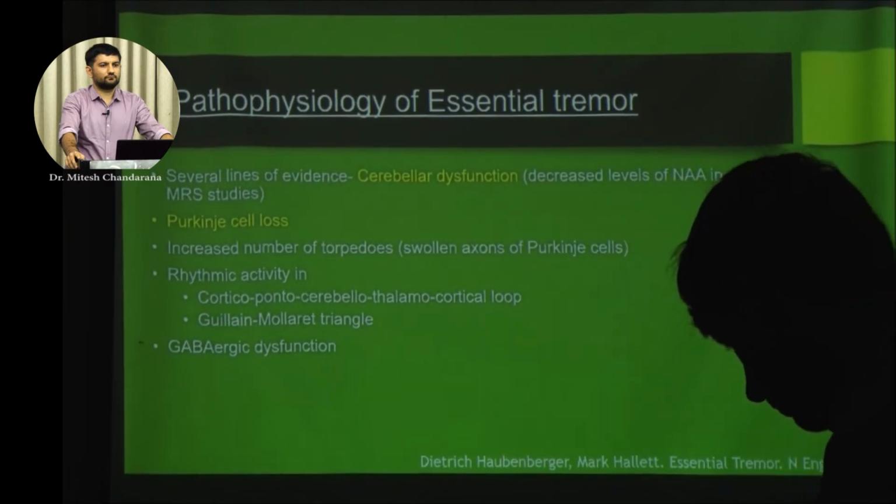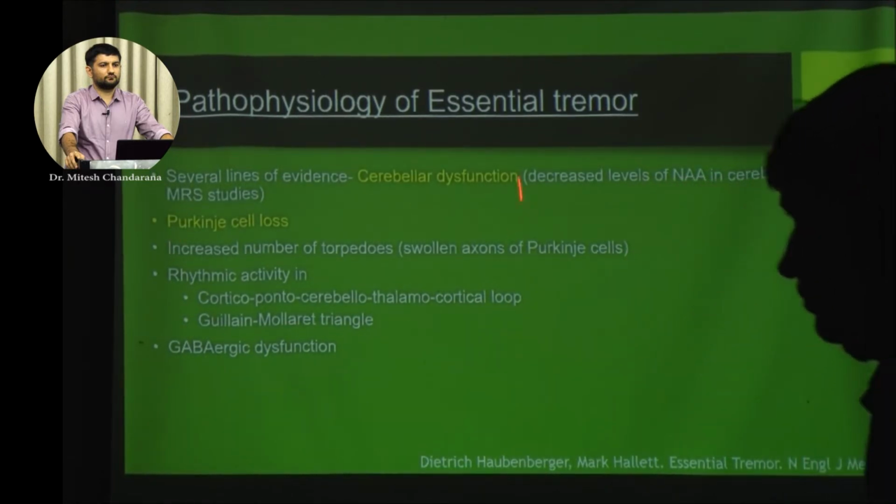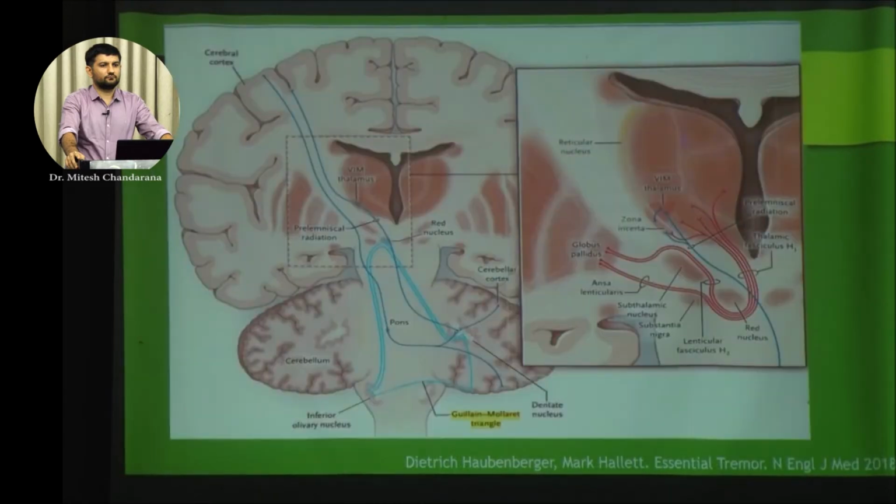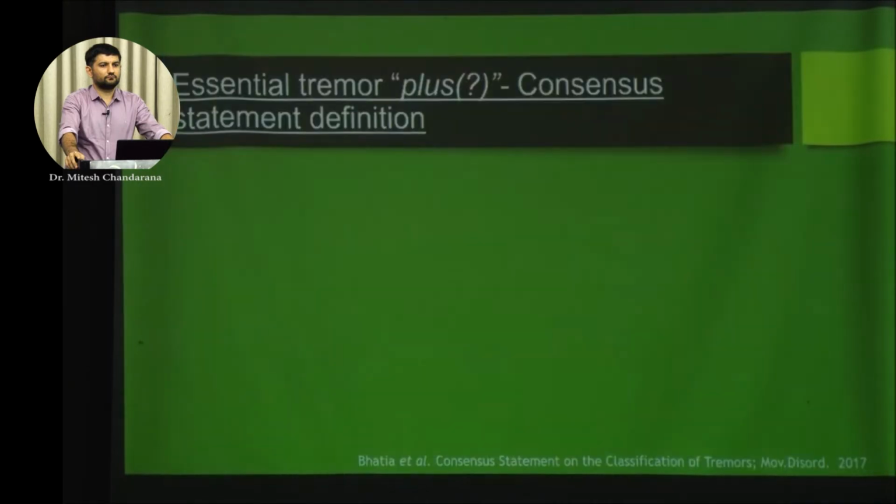Several lines of evidence have shown that cerebellar dysfunction is more prominent in patients with ET, with Purkinje cell loss as well as an increased number of torpedoes, which are swollen axons of Purkinje cells, and there is rhythmic activity in these two loops. We can see the cortico-ponto-cerebello-thalamocortical loop, as well as the Guillain-Mollaret triangle loop. These two are predominantly involved, and apart from that, GABAergic dysfunction is also prominent. That is the reason behind our using GABAergic drugs day by day.